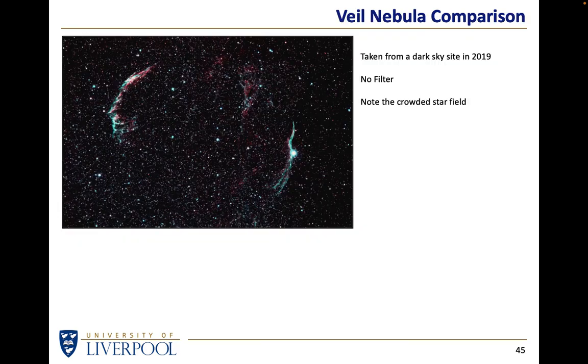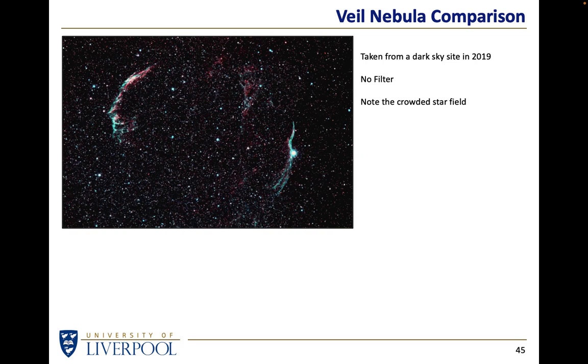But with an object like the Veil Nebula, which is emitting, the red is hydrogen, the cyan is oxygen, so this is effectively just hydrogen and oxygen. So in principle, a dual band or a tri-band or a quad band filter might be very effective.